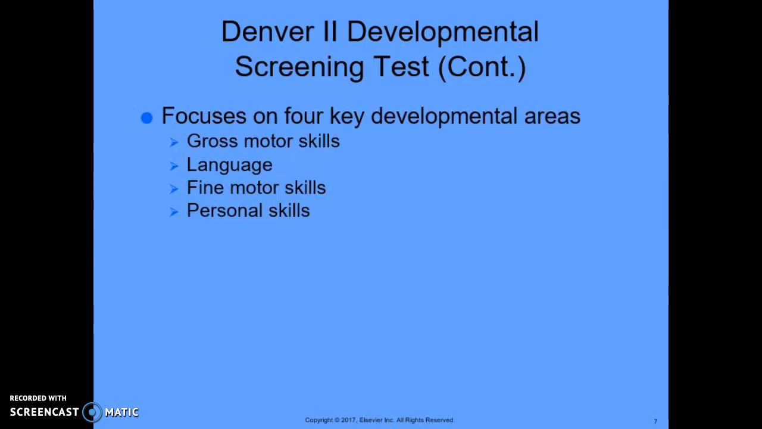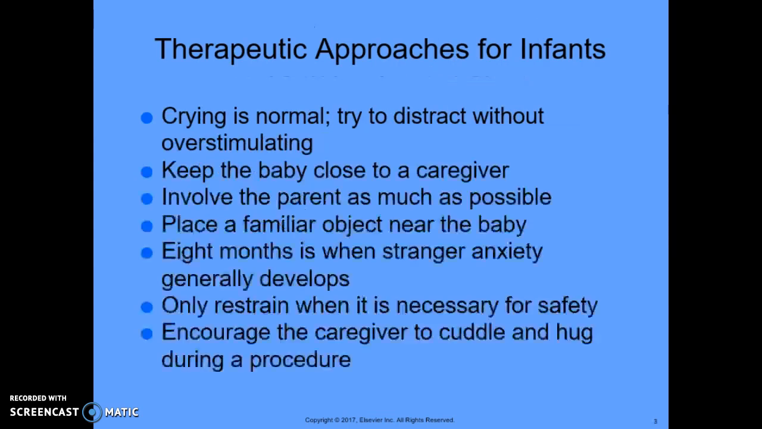This focuses on 4 key developmental areas: gross motor skills, language, fine motor skills, and personal skills. The results are then analyzed and determined to be normal or suspect, or the child is diagnosed as untestable. You can look at figures 8.1 and 8.2 in your book for more information on this.